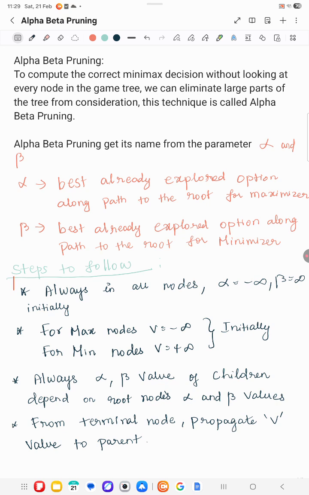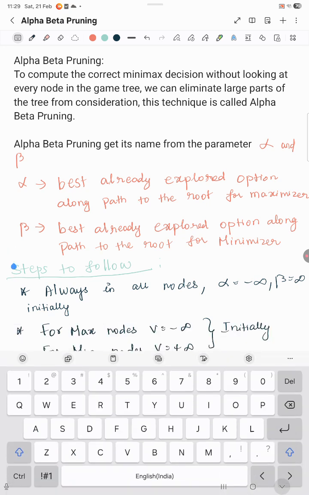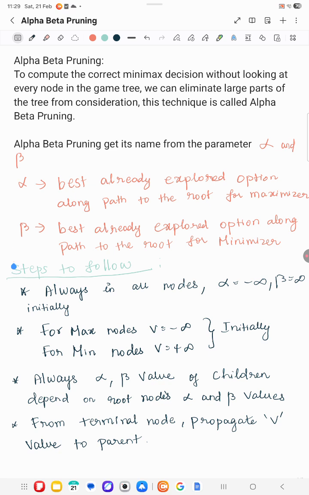So you have to construct a game tree in such a way that there will be two players, max and min. Max will be maximizing the scores and min will be minimizing the scores of the utility value. So in alpha beta pruning, to compute the correct minimax decision without looking at every node in the game tree, we can eliminate large parts of the tree from consideration. This technique is called alpha beta pruning.